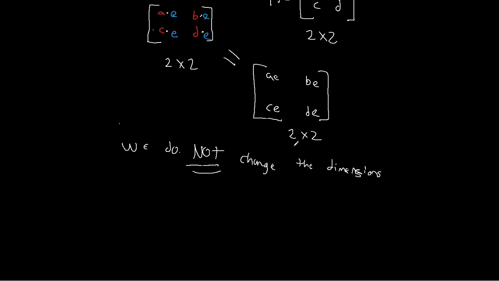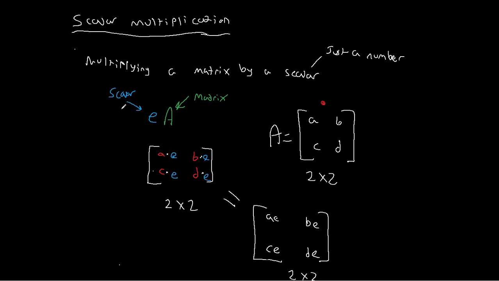I just want to scroll back up and quickly recap. Multiplying matrix A by scalar E, we multiply each element in A by the scalar. So if A is A, B, C, D, we multiply A times E, B times E, C times E, and D times E. So we get AE, BE, CE, and DE. Again, for multiplying a matrix by a scalar.